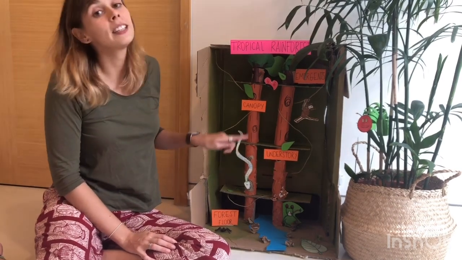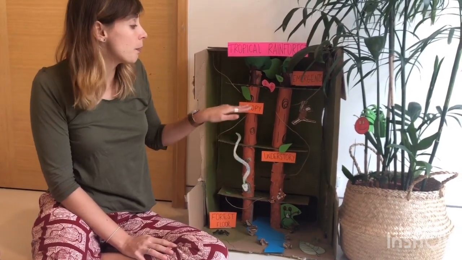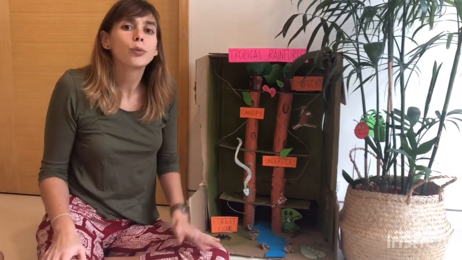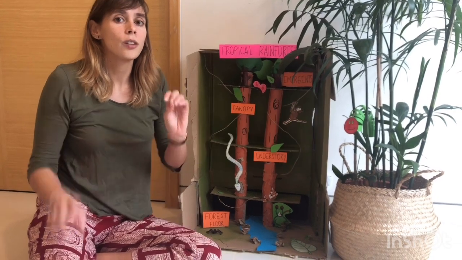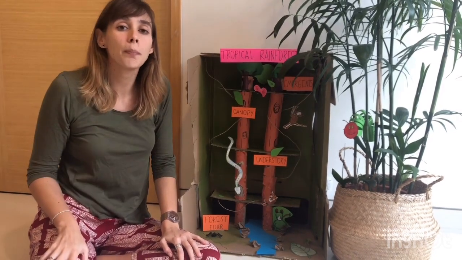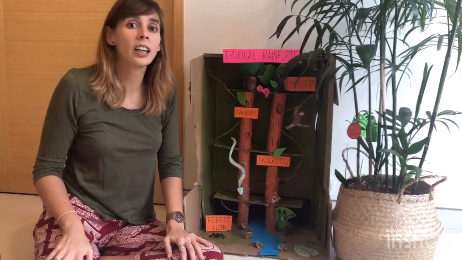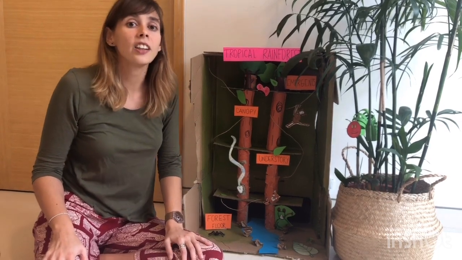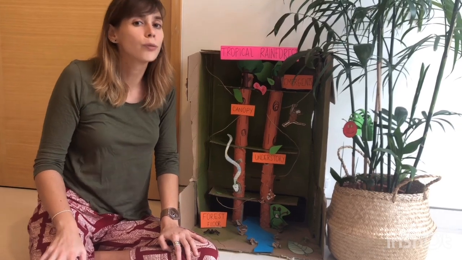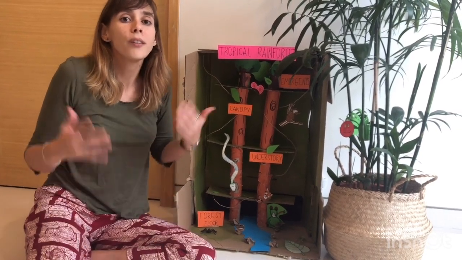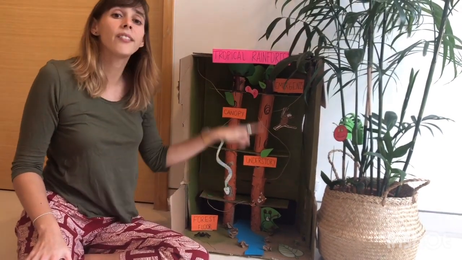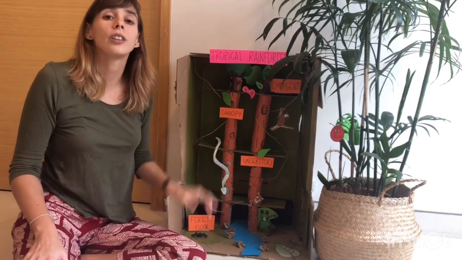Remember that different animals live in different parts of the rainforest, okay? And what does the word rainforest mean? Rainforest. It means that the rainforest is a place that rains a lot. There are some rainforests where the rain is there usually every day. That is why it's very wet, okay? And the word forest means that there are a lot of very big and tall trees.